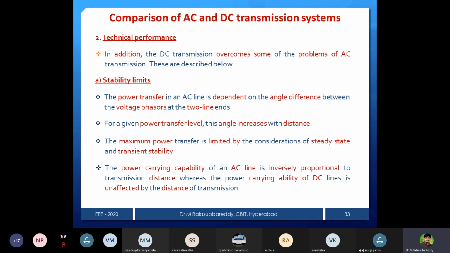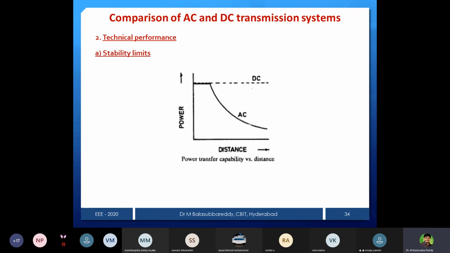Power carrying capability of an AC line is inversely proportional to the transmission distance, whereas the power carrying ability of a DC line is unaffected by the distance. This is the major point. Using the graph also, this sentence has to be understood. Based on the distance, the power is inversely proportionate in case of AC, but in case of DC, that will not affect the DC side.